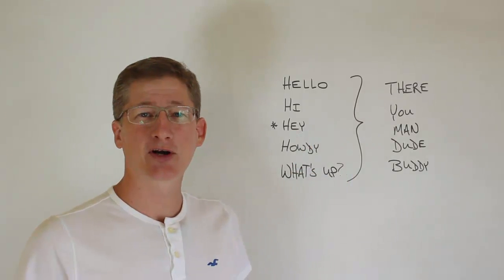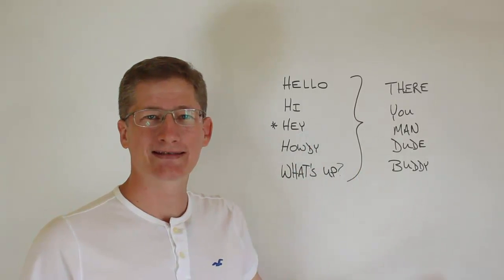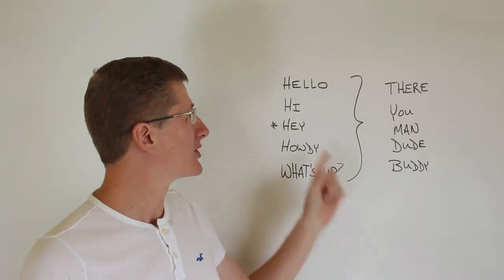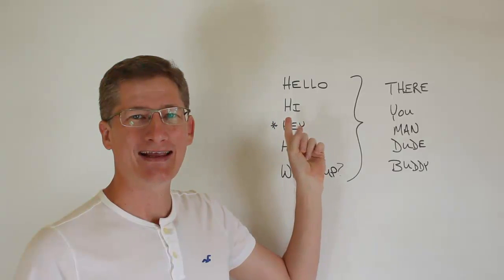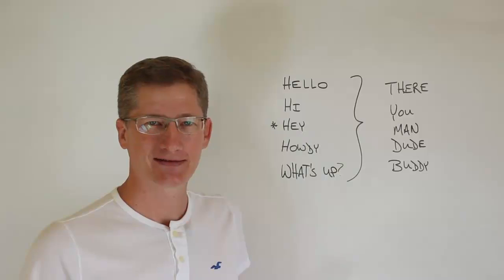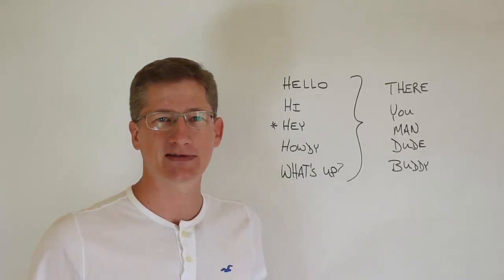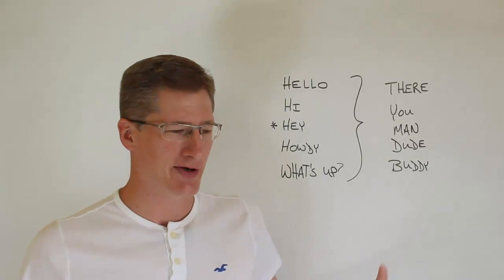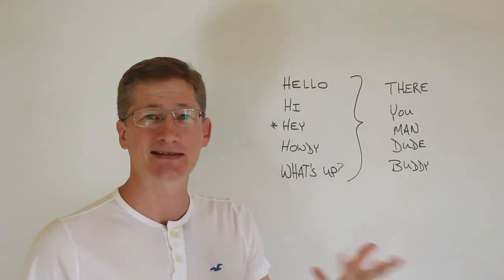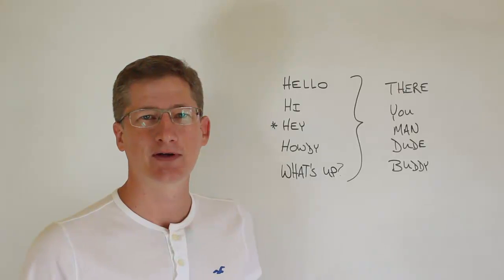Hey there! Today we're going to talk about five ways to say hello and greet people in English using the words hello, hi, hey, howdy, and what's up. Okay? So when you see someone for the very first time, someone you don't know very well, you're passing by, you just say hello. Okay? Very nice, normal way to greet someone.